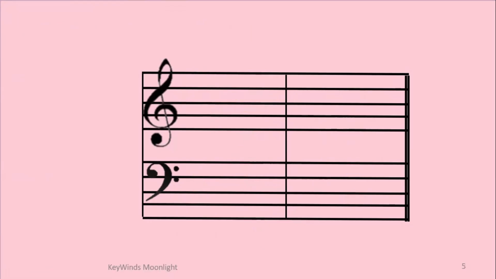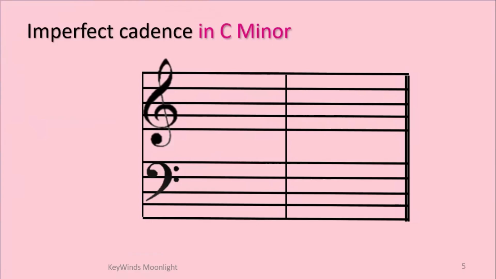We'll see. I'll take the same scale, imperfect cadence in C minor. So, imperfect cadence in C minor, you have 1 to 5. Perfect cadence is 5 to 1. Imperfect means 1 to 5. Do you want to listen how it sounds? Let's see.